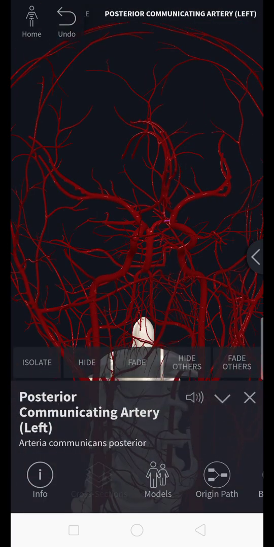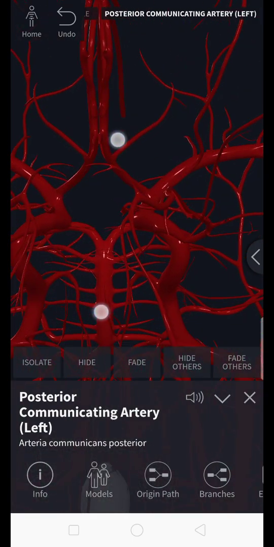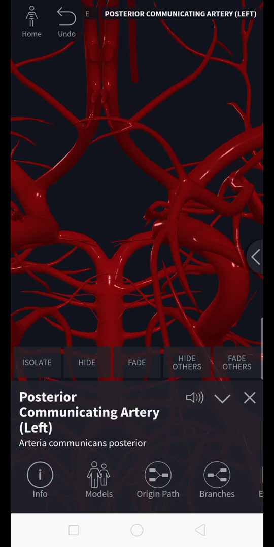So this is the circle of Willis, which is the major area of the blood supply of the brain. That's all about the blood supply of the head and neck region.